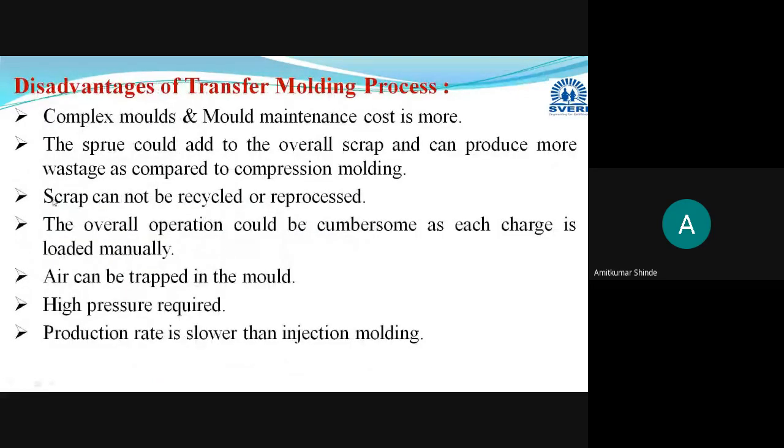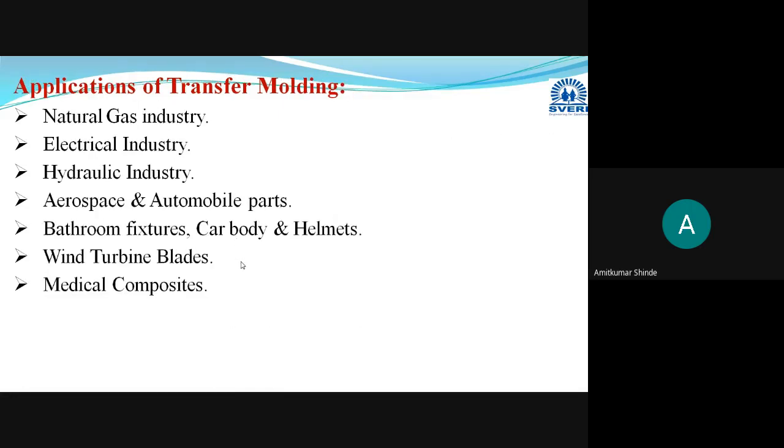I have told you that scrap cannot be recycled or reprocessed. Now, nowadays you can use automation, but in most cases, loading the raw material manually becomes a cumbersome, little hectic operation. Then air can get trapped in the mold, and a high amount of pressure is required. The production rate is high, but compared to injection molding, it is a little bit on the lower side. So these are some disadvantages. Some applications are here.